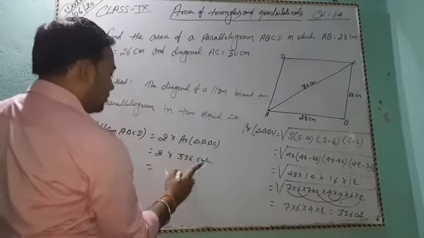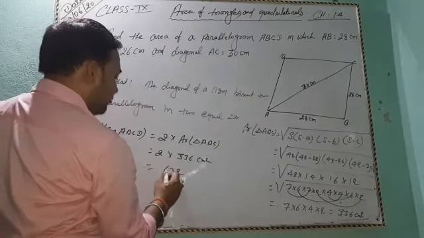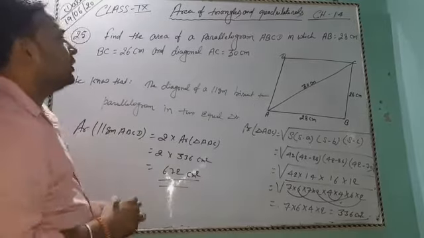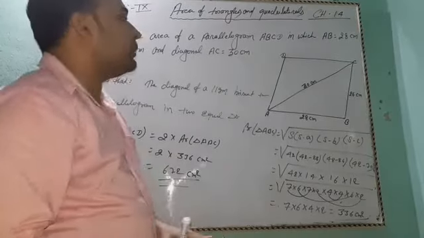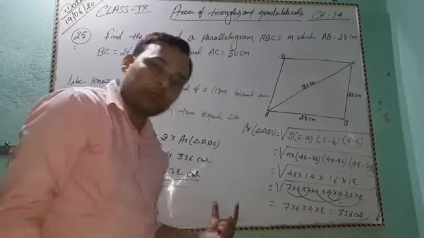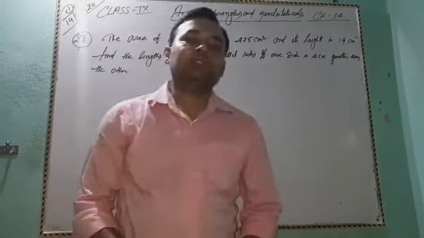So 672 square centimeter. So the area of the parallelogram ABCD equal to 672 square centimeter. Okay, students, our next question is number 28.